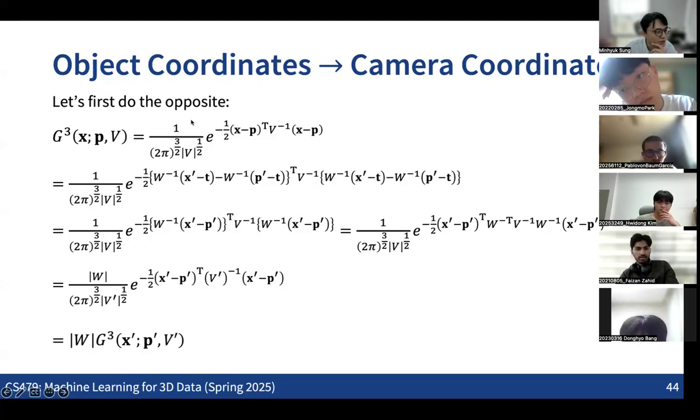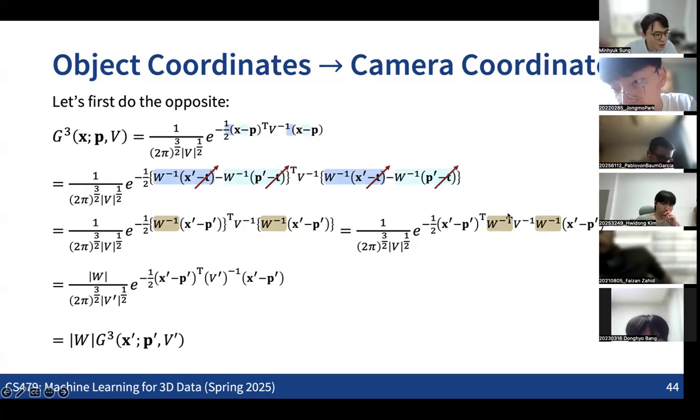This is the definition of the Gaussian kernel. We can simply rewrite some of the terms here, replacing x and p like this, and then the translation part will be canceled out. Then we have this equation, and we rewrite it by taking out the linear part, having this part. From this equation, we can see that this becomes the variance term in the camera coordinates.